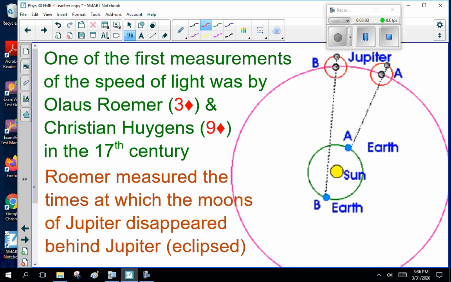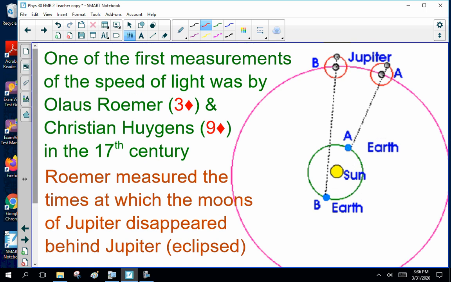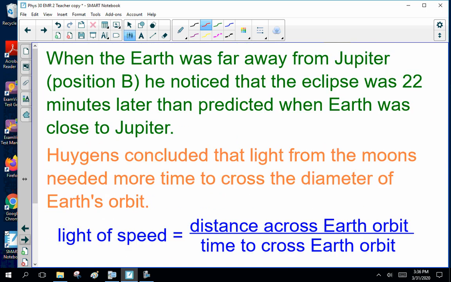Now, anyway, Rømer measured the times at which the moons of Jupiter disappeared behind Jupiter, or eclipsed. Now, if you note here what happened, when the Earth was far away from Jupiter, position B, he noticed the eclipse was 22 minutes later than the predicted time, compared to when the Earth was close to Jupiter.